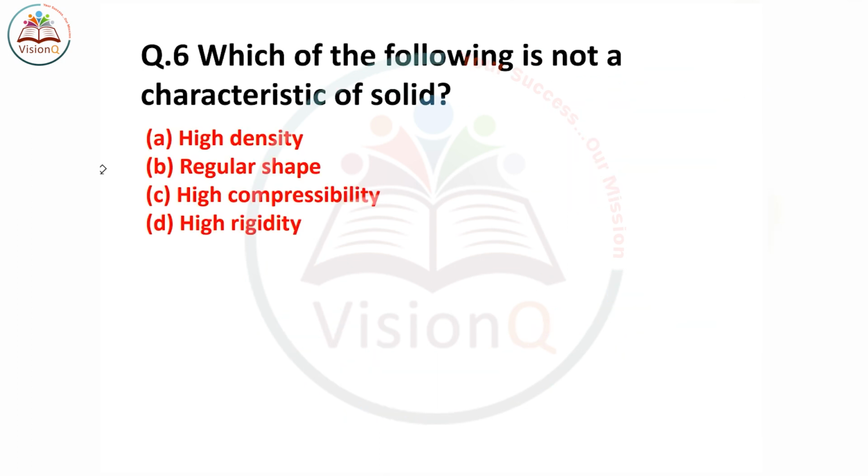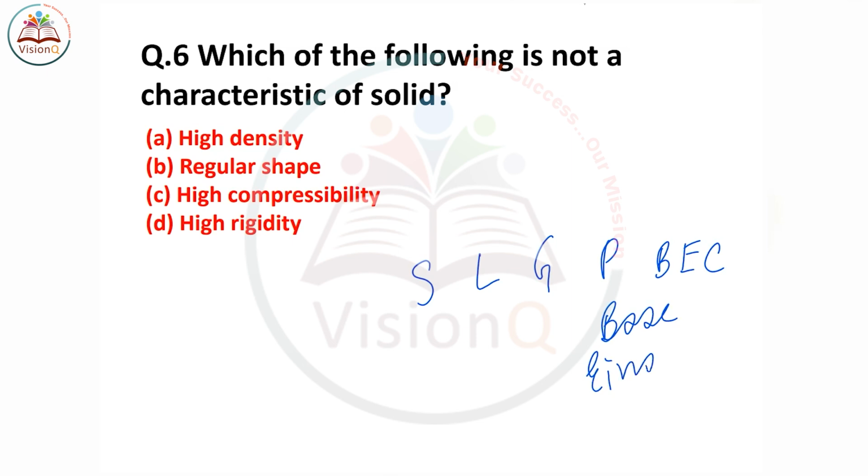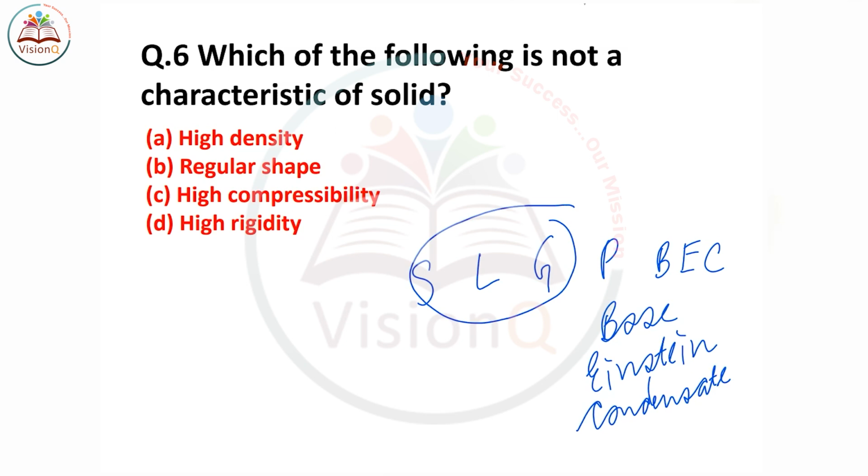The sixth question is, which of the following is not a characteristic of solid? Now, in case of solid, we know there are 3 states of matter: solid, liquid and gas. Now, there are also 2 more states of matter, which are known as plasma. Next is the BEC, which is known as Bose-Einstein condensate. So, matter is present in these 5 states of matter. But out of these 5 states of matter, the first 3 are the most prominent states of matter: solid, liquid and gas. Now this question is, which of the following is not a characteristic of solid?